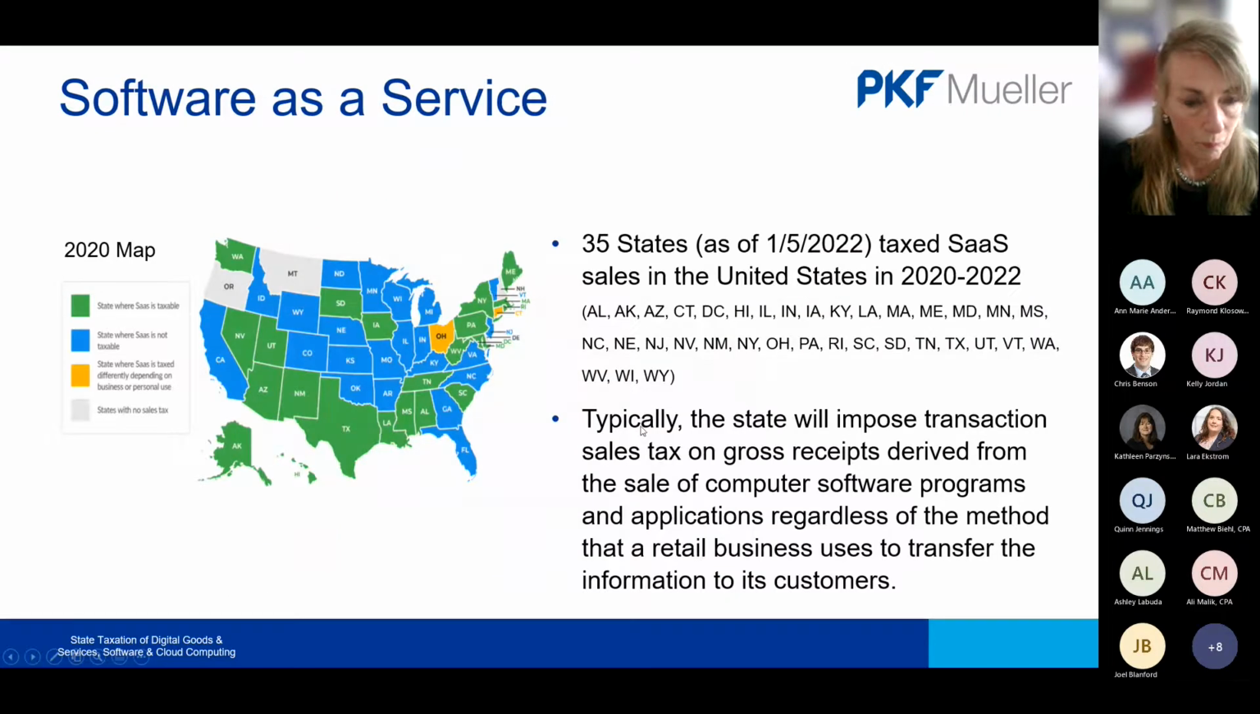So here, again, we'll touch on software as a service. This is the United States as a whole. This map may be a little bit outdated, but it does paint a really good picture of software as a service throughout the United States.